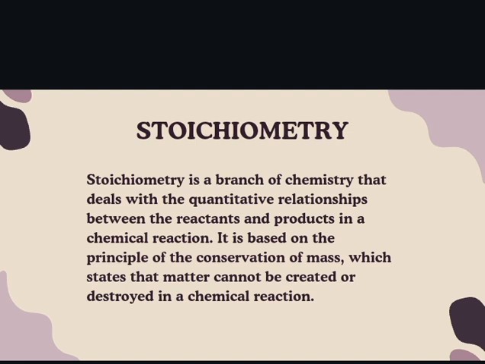Stoichiometry. Stoichiometry is a branch of chemistry that deals with the quantitative relationship between the reactants and products in a chemical reaction. It is based on the principle of the conservation of mass, which states that matter cannot be created or destroyed in a chemical reaction. The relation between the relative quantities of substances taking part in a reaction or forming a compound, typically a ratio of whole integers.